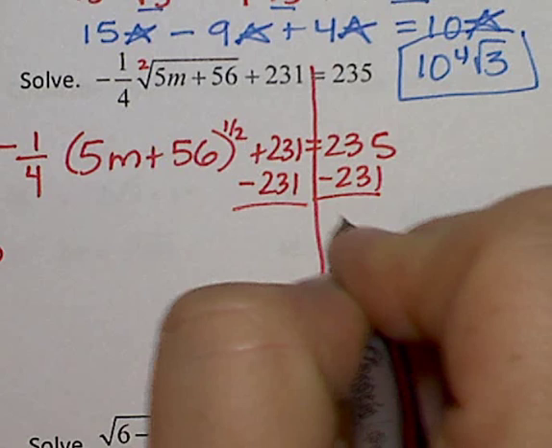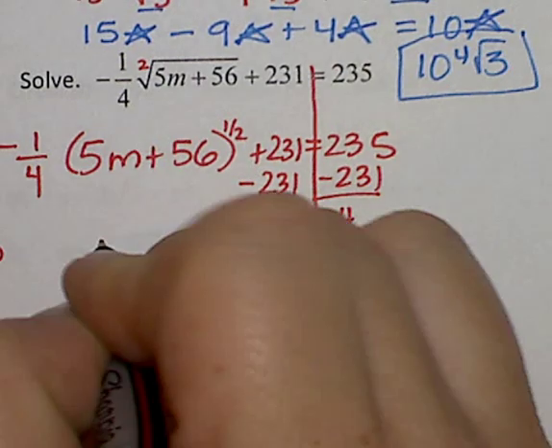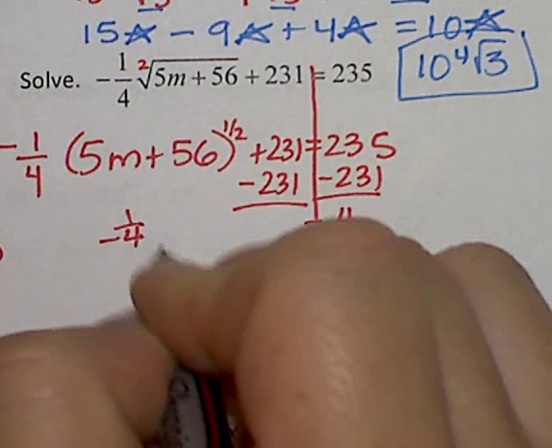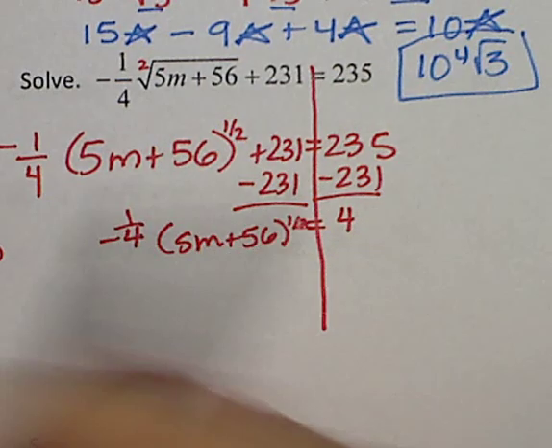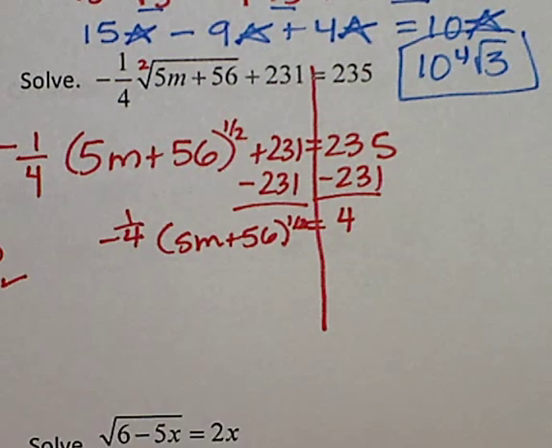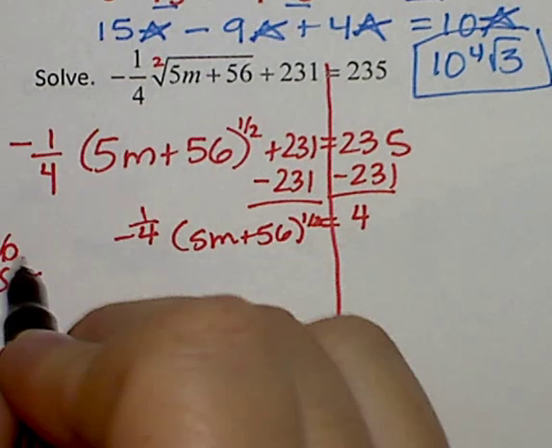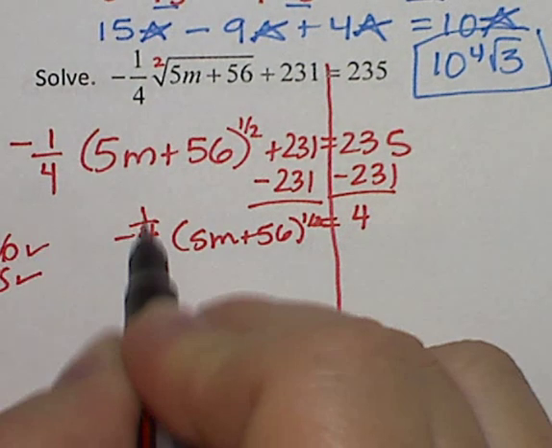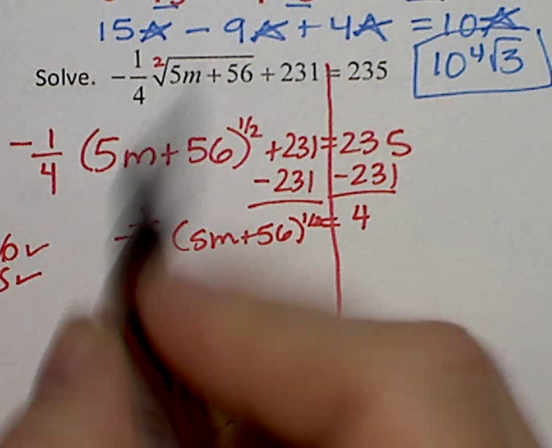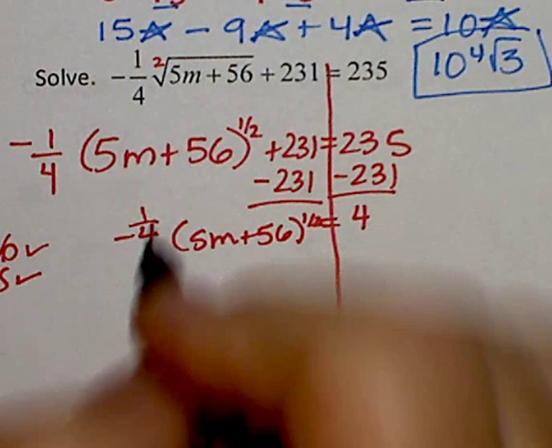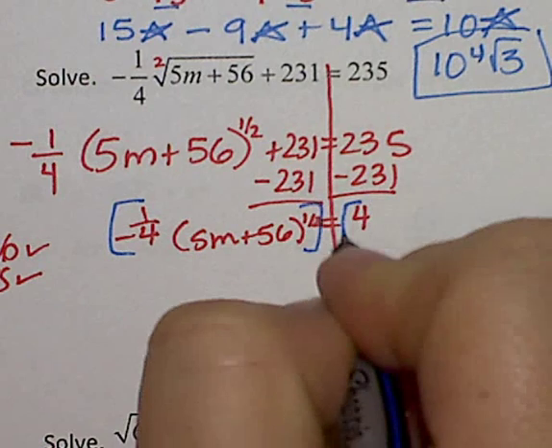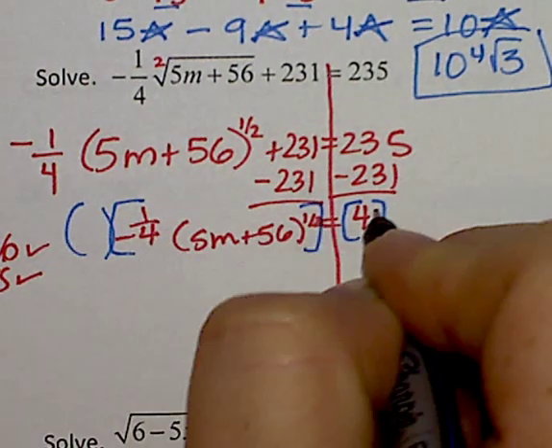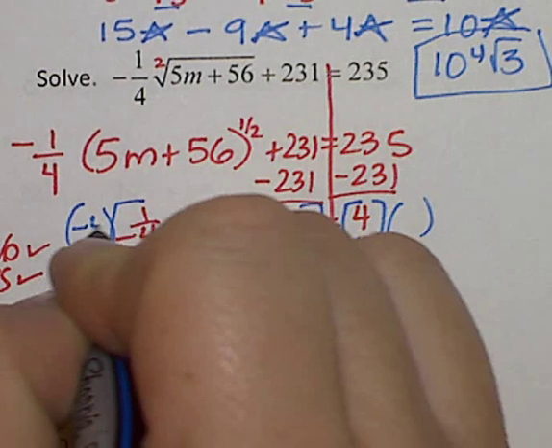You do have to show all the steps here. So I've taken care of adding and subtracting. Is there any multiplying to get rid of? And there is. We are currently multiplying negative 1/4 times this quantity. So I'm going to put brackets around what already exists. And I'm going to multiply the left and right by the reciprocal, which is negative 4 or negative 4 over 1.